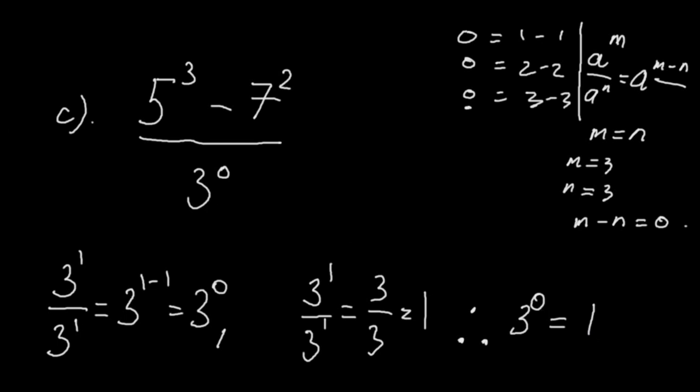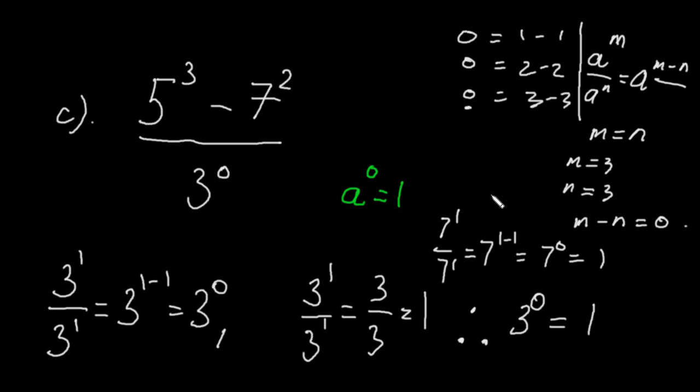And in general, any number a raised to the power of 0 always equals 1. And we can test that, right? Let's say we had 7 to the power of 1 over 7 to the power of 1. That would equal 7 to the power of 1 minus 1, which equals 7 to the power of 0. And we know that 7 over 7 also equals 1. And so there we have it.